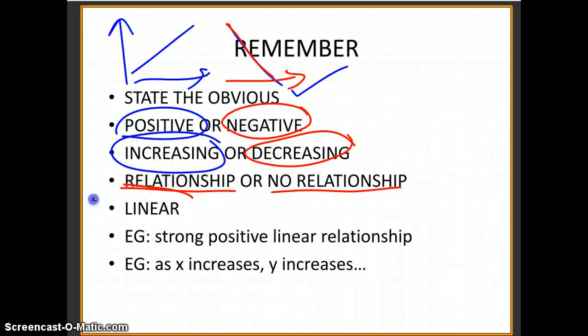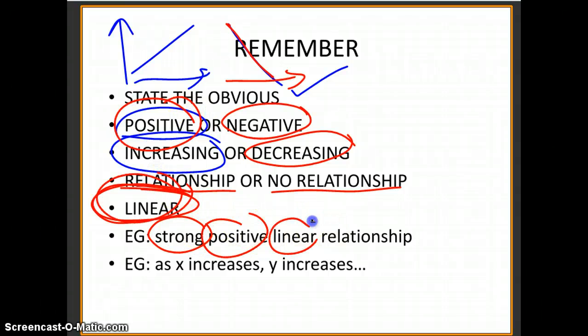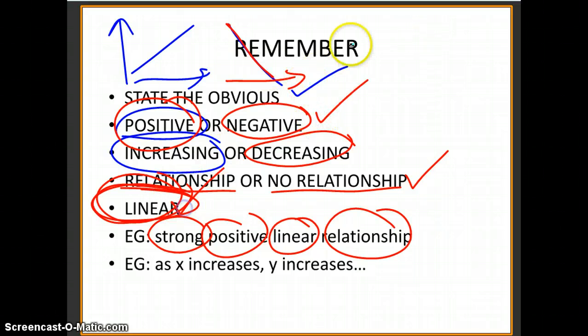It's a linear relationship that we're talking about. You don't get an R or a correlation coefficient with your quadratic or your cubic models. So state that it's linear. For example, it's a strong, positive, linear relationship. So you've said the relationship, you've said it's positive, you've said it's linear, and you've said how strong the relationship is.